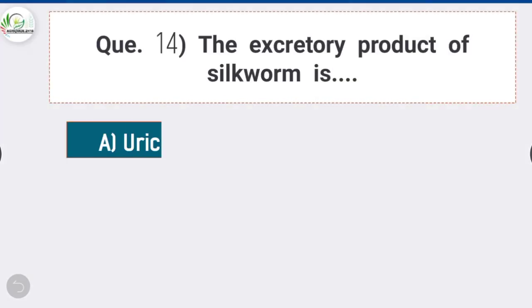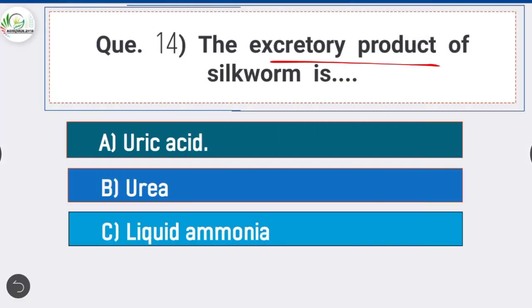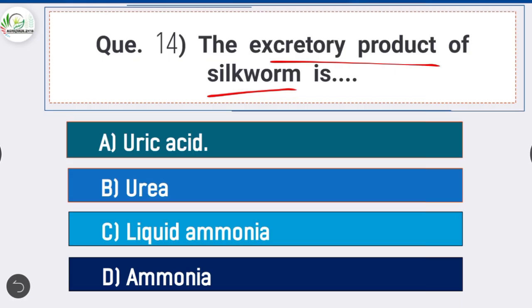Question number 14. The excretory product of silkworm is? Correct answer is uric acid. The excretory product of silkworm is uric acid.